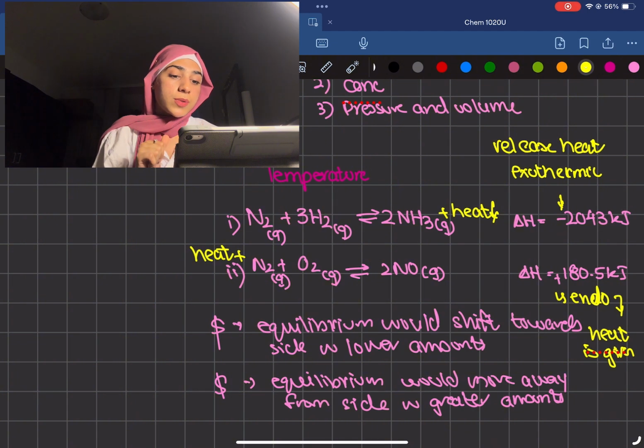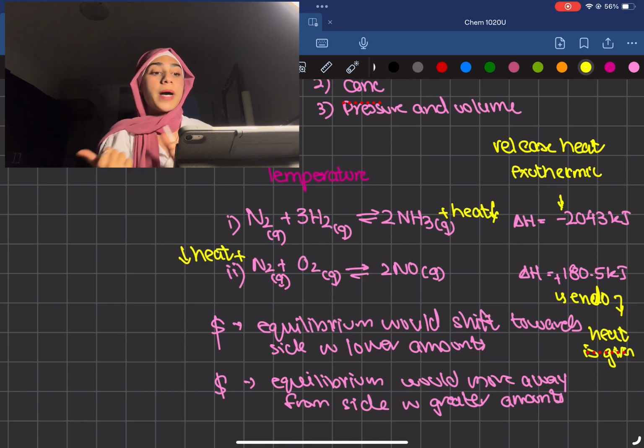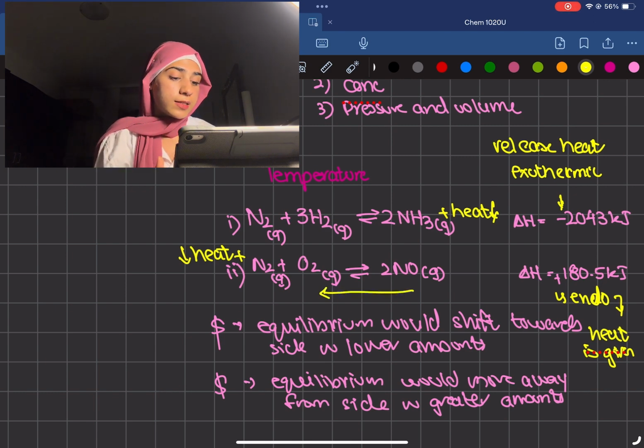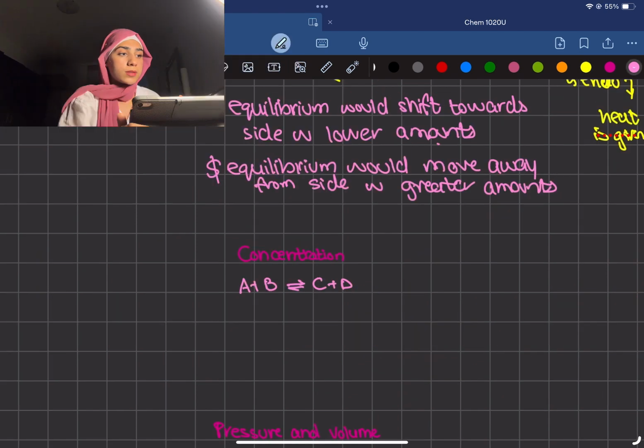But if I were to decrease the amount of heat on my reactant side, my reaction would move backwards to make up for the loss of that heat, following the two points I wrote below it. And that's it for temperature.